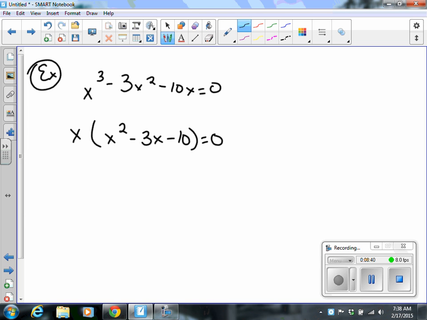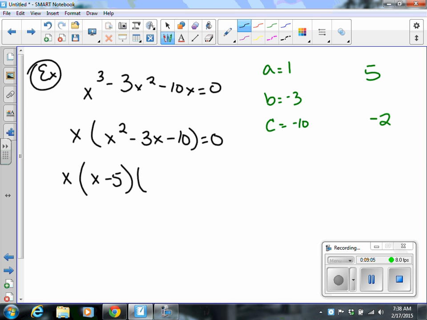Looking at this, I have x on the outside. I see that when I plug it into my program, a is 1, b is negative 3, c is negative 10. I plug that into my program, I get 5 and negative 2. So we know automatically that's going to be 2 of our answers out of our 3. So we have x minus 5, x plus 2 equals 0.